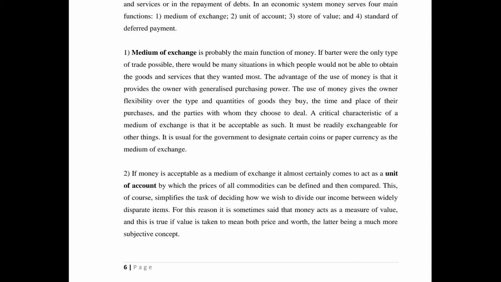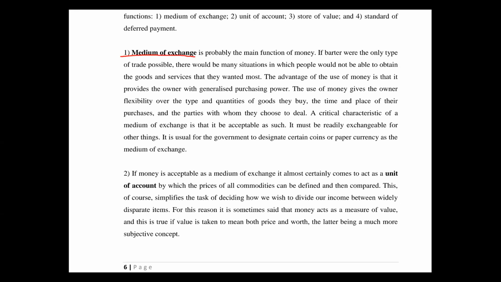Okay. So now let's start from looking at these functions in detail, one by one. Medium of exchange. This one is actually the main function of money. Imagine if a barter system were the only type of trade possible. There would be many situations in which people would not be able to obtain the goods and services that they wanted most. The advantage of using money is that it provides the owner with a generalized purchasing power. So money gives you purchasing power.